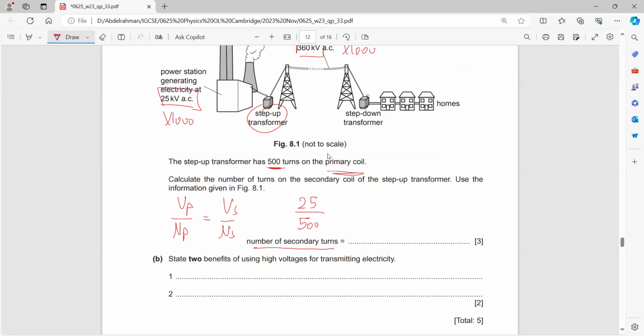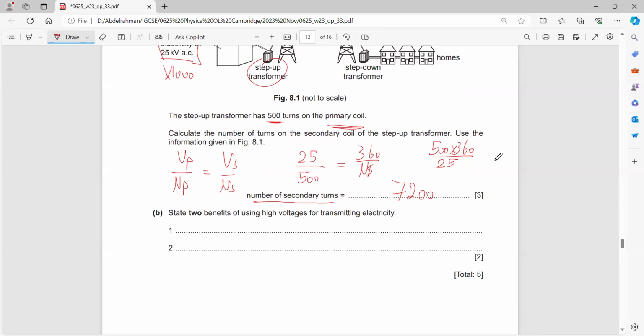NP is 500. VS is 360 kilovolts. I need to find the NS, so I'll just multiply 500 by 360 divided by 25. Someone calculate it for me quickly. What do you get? 7,200, right? 7,200 turns. Okay.